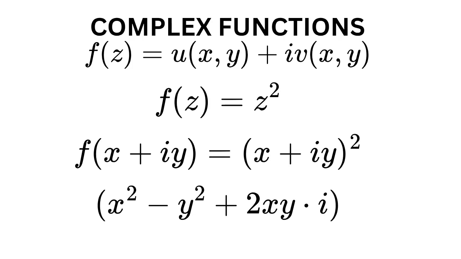For example, let's consider the function f of z equals z squared. If we wanted to decompose this function into its real and imaginary parts, we would first need to substitute z equals x plus iy. So f of x plus iy equals x plus iy whole squared, which if we expand gives us x squared minus y squared plus 2xy times i. Here its real part is x squared minus y squared and its imaginary part is 2xy.